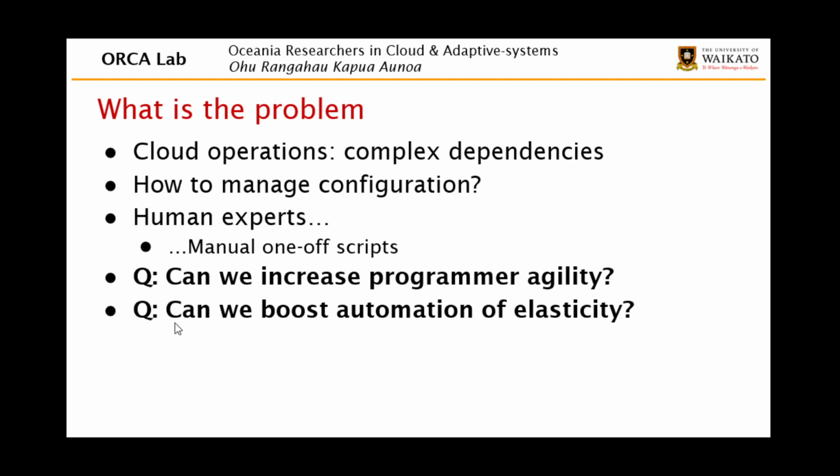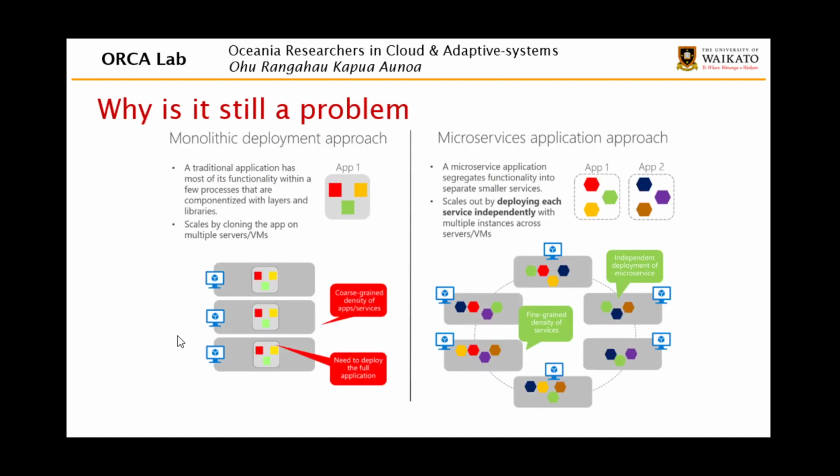And so in a lot of cases, we end up in a situation where this configuration ends up getting managed on a day-to-day basis by humans. And this approach doesn't really scale well, it's error-prone, there are some problems. So this paper explores two different, closely related research questions. The first is, is it possible for us to increase the agility of programming these cluster-specific cloud operations? And the second one is, can we improve the automation of elasticity?